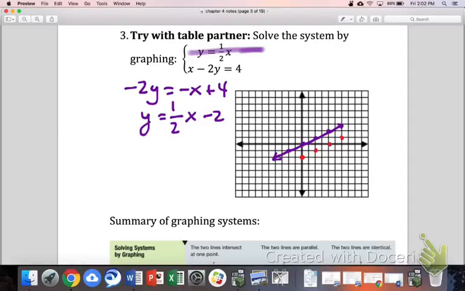I want you to notice this pattern. What kind of lines are these? Parallel lines. So when will they intersect? Never. So the answer to this one is no solution.